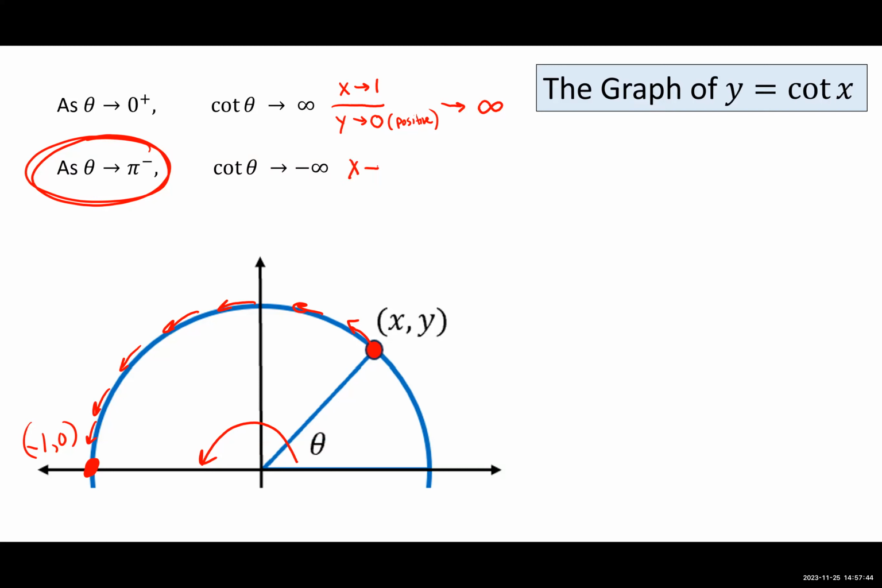those x values are getting closer to negative 1. And those y values are getting smaller and smaller. They're getting closer to 0. But again, they are all positive, really, really small positive numbers. So when you take a negative 1 divided by a really small positive number, you get a really big negative number. So the graph goes to negative infinity. So it's just the reverse of what happened with the tangent function.